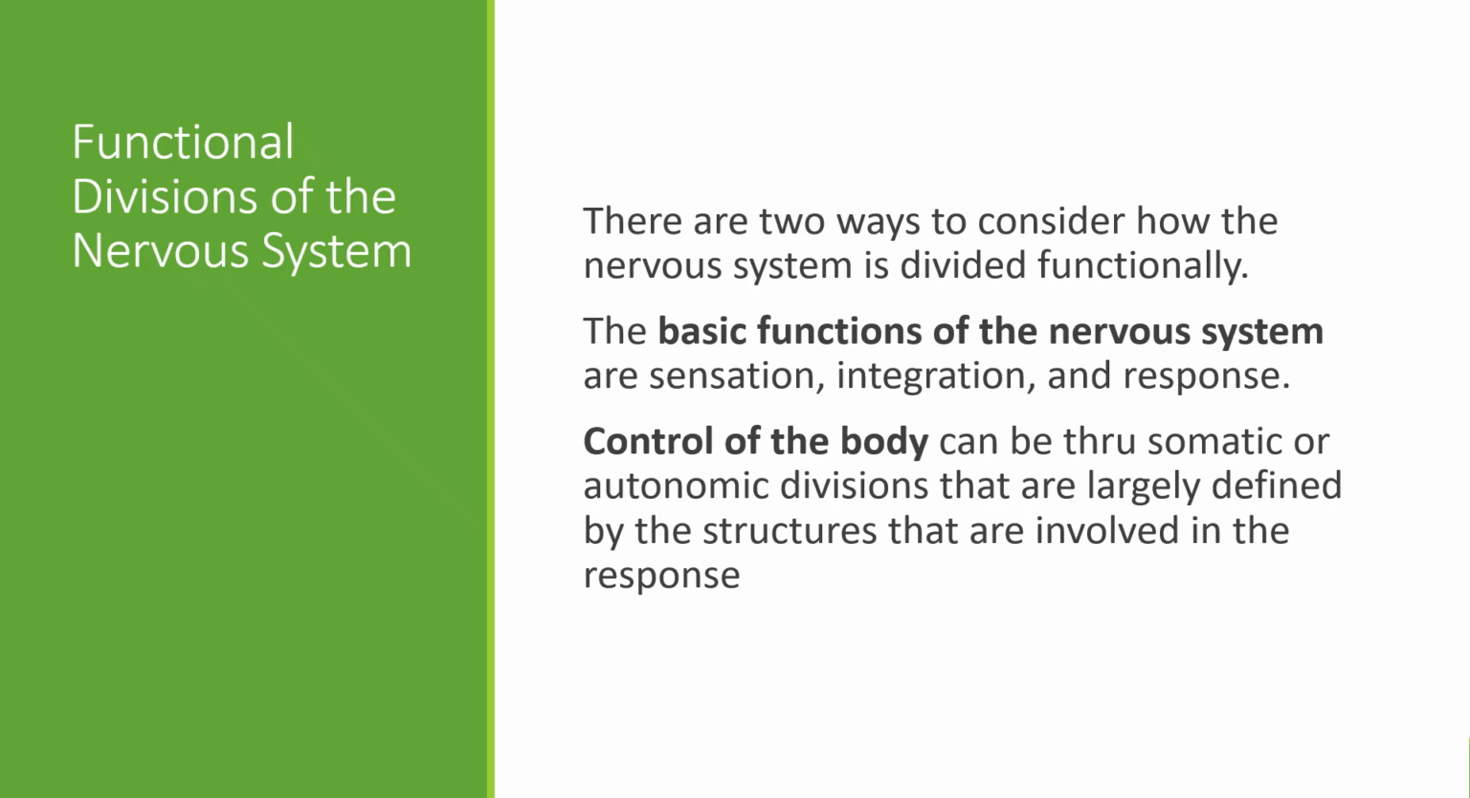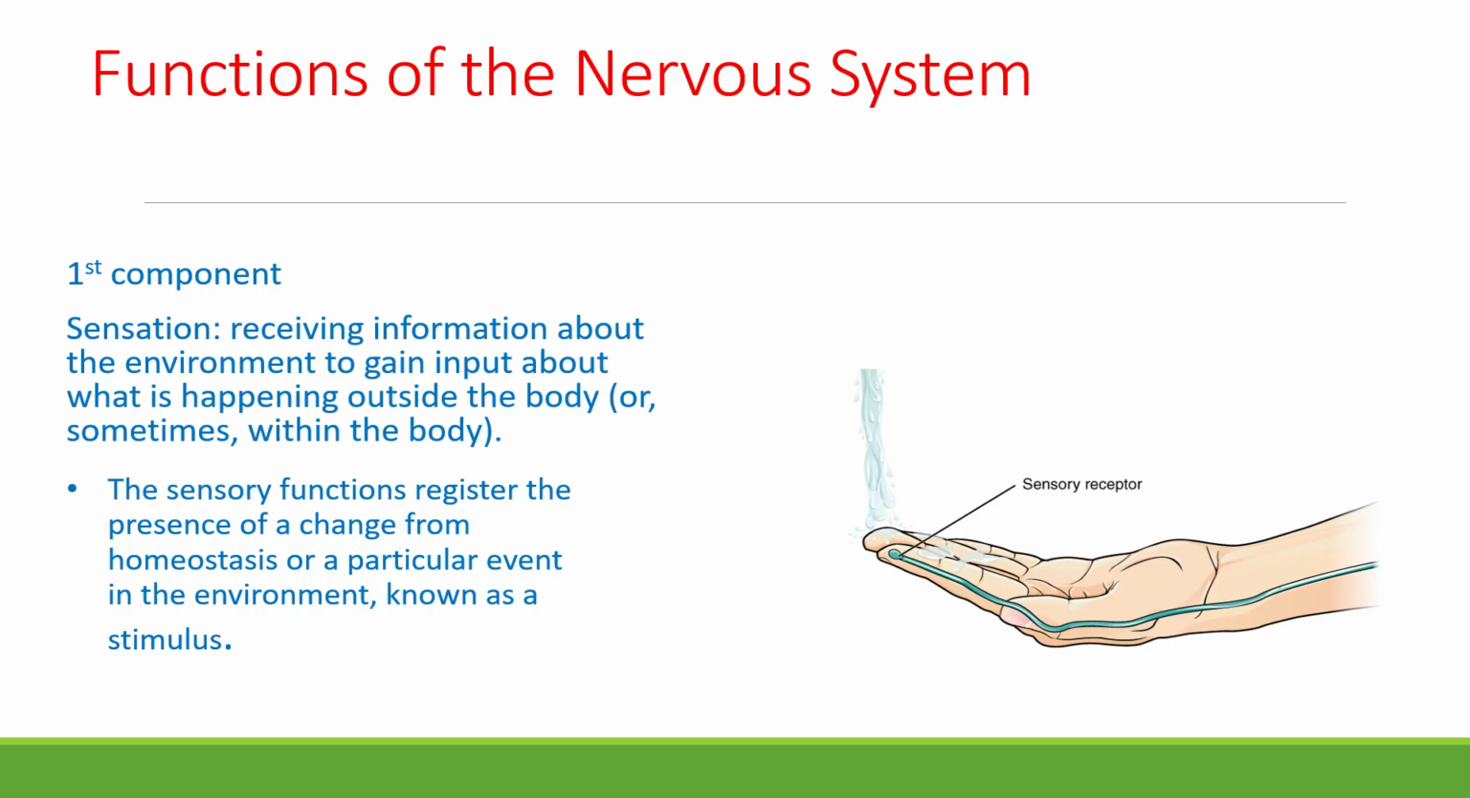There are two ways to consider how the nervous system is divided functionally as well. The basic function of the nervous system is sensation, integration, and response. The control of the body can be through somatic or autonomic systems that are largely defined by the structures that are involved in the response.